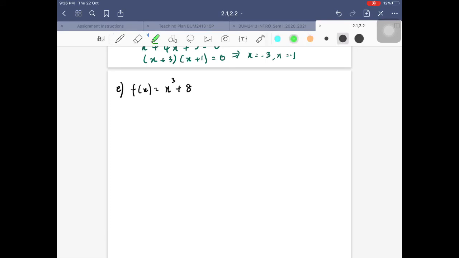Okay, first of all, here I figured that my a value is going to equal 1. So my a value is greater than 0. So my graph is going to look like this.